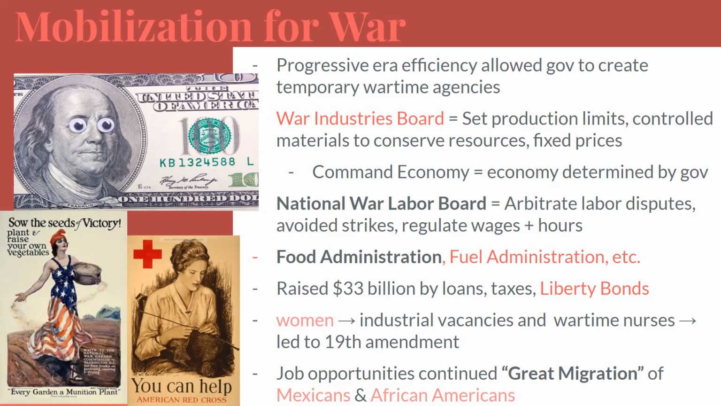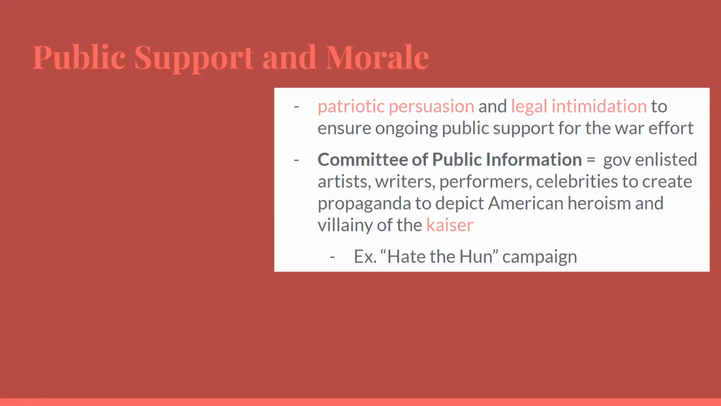How we financed the war: we got $33 billion in loans from other countries, but mainly from income taxes from the 16th Amendment and Liberty bonds, which is money that citizens pay to the government. So the government gets an influx of cash, but they're supposed to pay you back at a later time. But then women and African Americans see a lot of new job opportunities during the war that will help the civil rights discussions post-World War I.